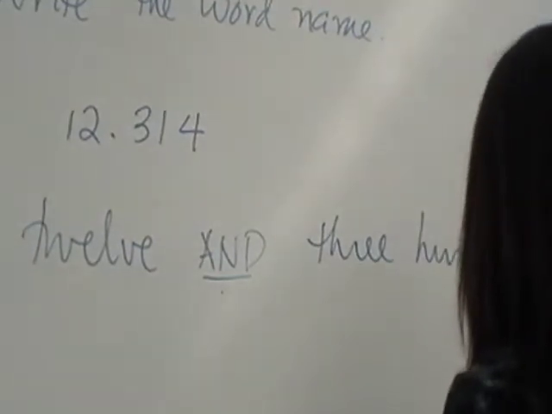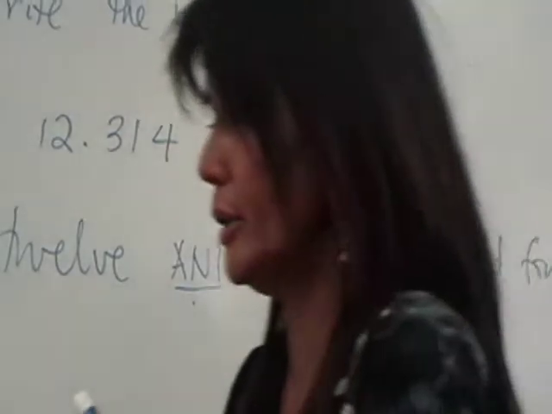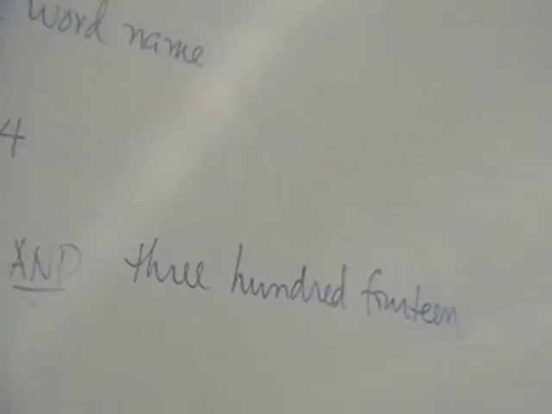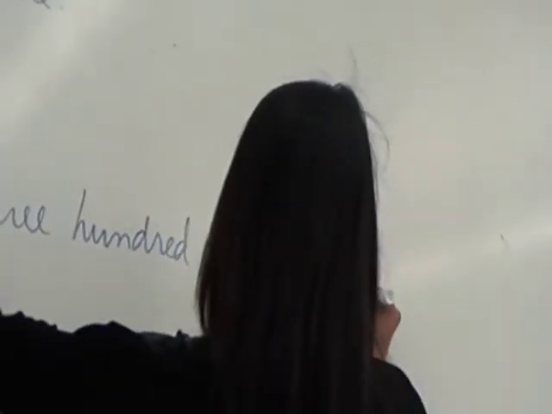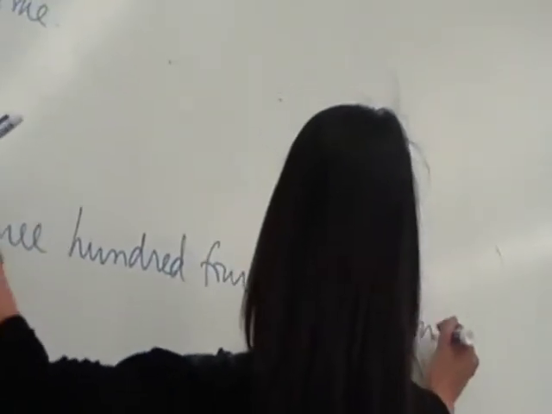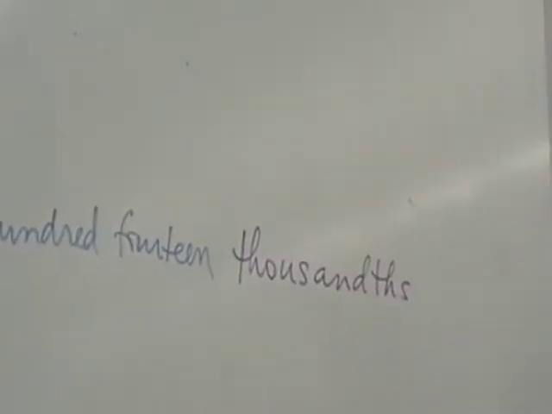314. But then you have to indicate the place value, okay? Where is 314 sitting? It's sitting in the thousandths place. Did you guys understand that?